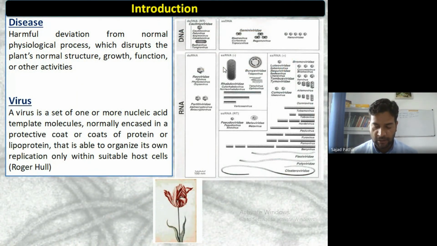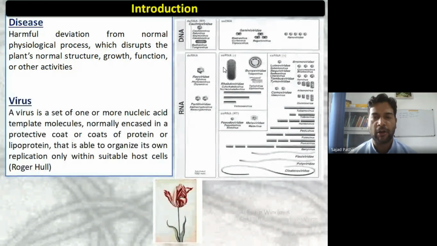So first of all, you might be knowing what is actually a disease. A disease is a harmful deviation from any normal physiological process. When we feel that something is happening to our body or plant, and any kind of symptom or expression is there, we may call it a diseased plant or diseased human being or diseased animal, which disrupts the plant's normal structure, growth, function, and other activities.